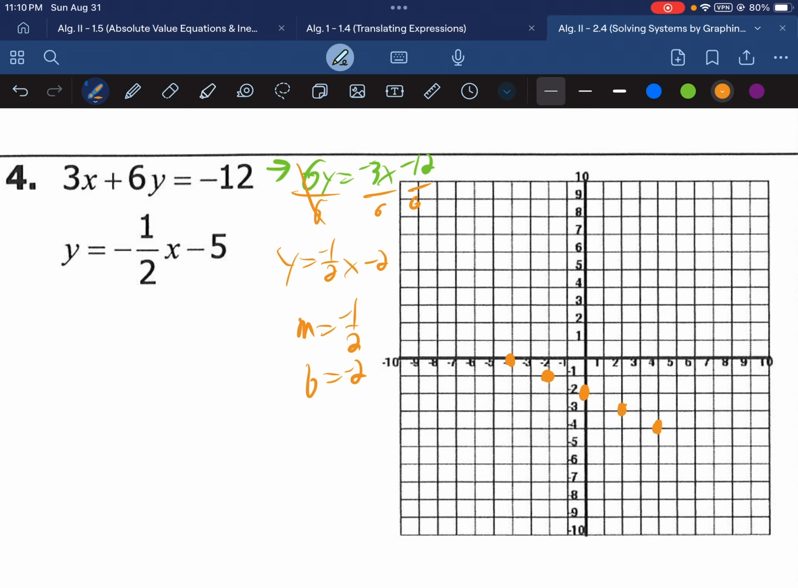And I don't necessarily need to keep going over and over and over again for more points, although sometimes you may. But I'm doing it here because I have no idea how many points I'll need, and so I want to be better safe than sorry.